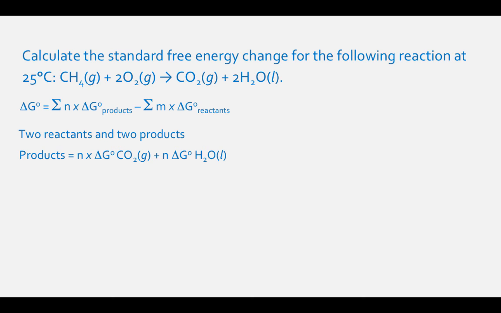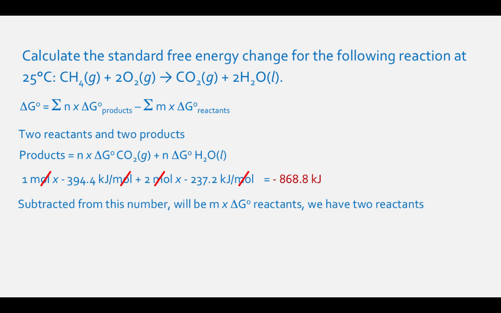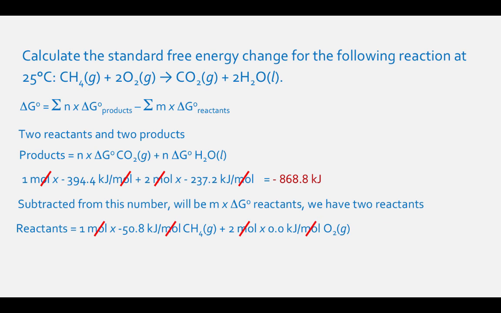This equals 1 mole times negative 394.4 kilojoules per mole plus 2 moles times negative 237.2 kilojoules per mole, which equals negative 868.8 kilojoules. Subtracted from this number are the sum of the two reactants' coefficients multiplied by their respective delta G naught values. This will be 1 mole times negative 50.8 kilojoules per mole for CH4 gas and 2 moles times 0.0 kilojoules per mole for the O2 gas. This equals negative 50.8 kilojoules.